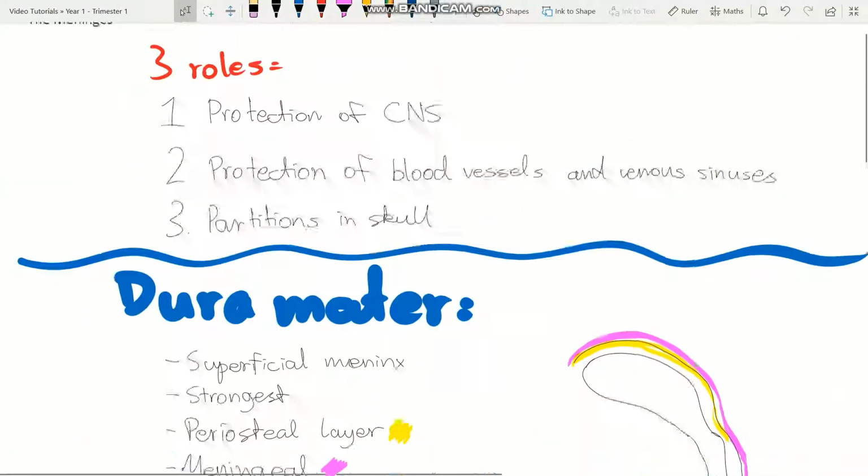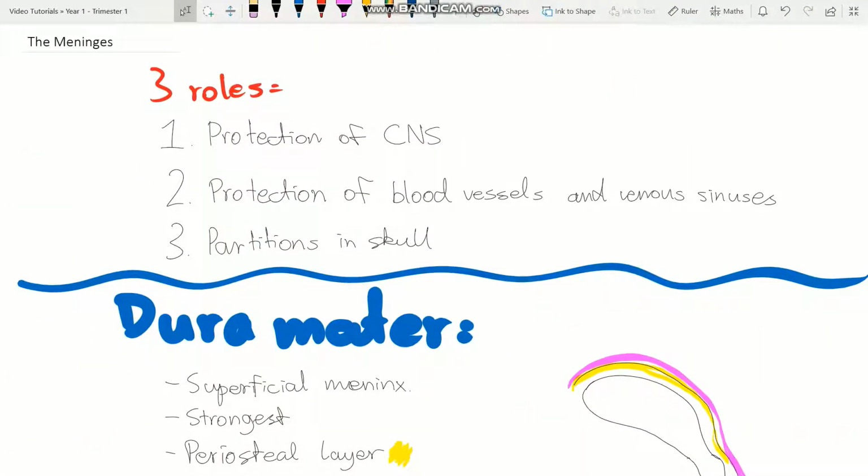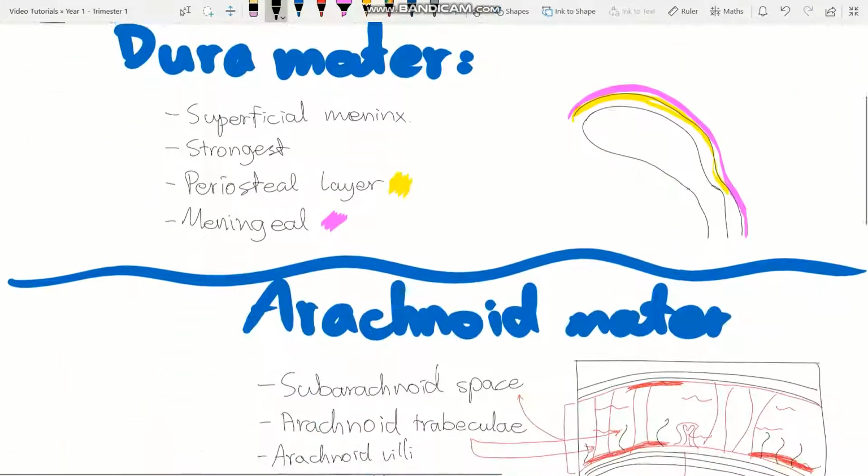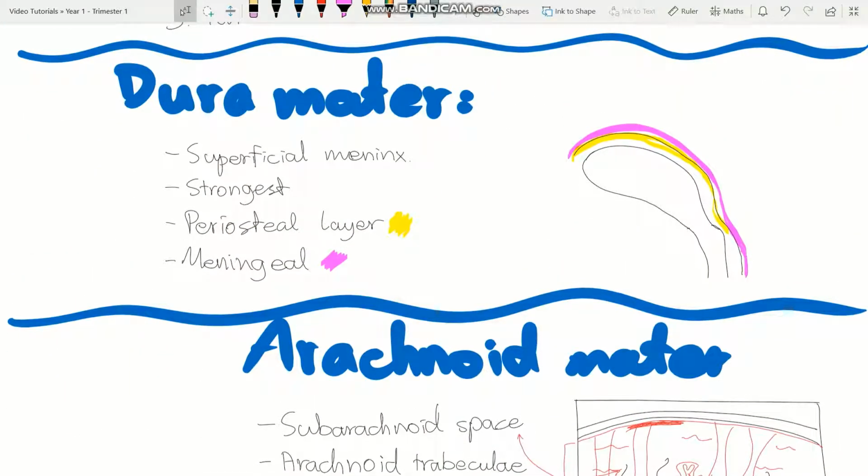So these are the three different meninges that are present in the cranial cavity and spinal cord. The three main roles are the protection of the CNS, protection of the blood vessels and venous sinuses, and to form partitions in the skull. The most superficial is the dura mater, also called the hard mother, and is double layered in that it contains the periosteal layer, which is only present in the cranial cavity, and the meningeal layer, which is present in the cranial cavity and the spinal cord.